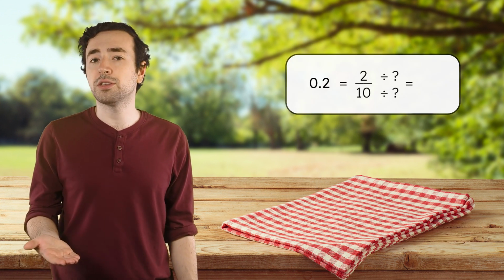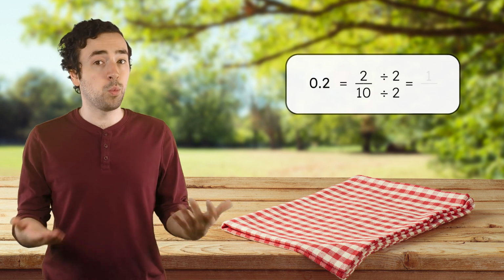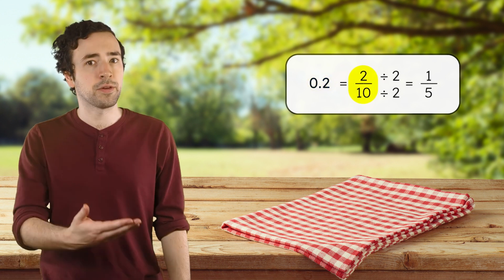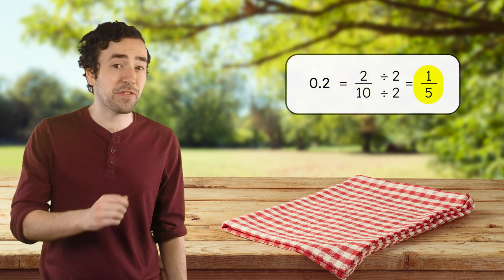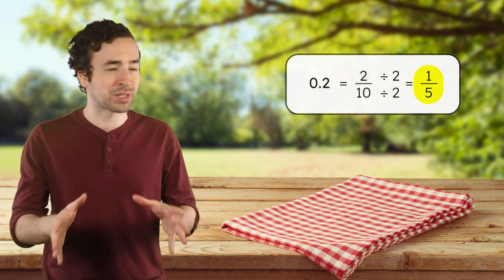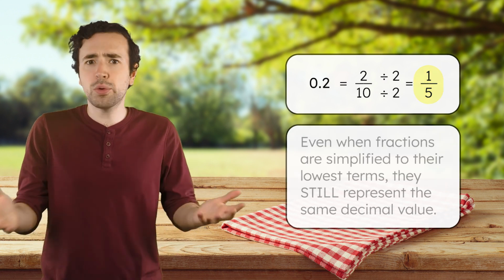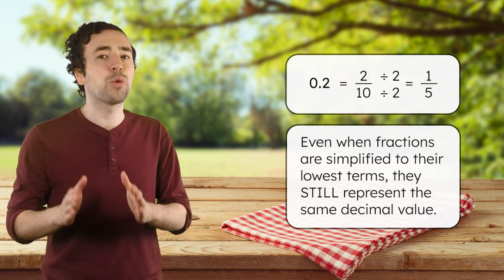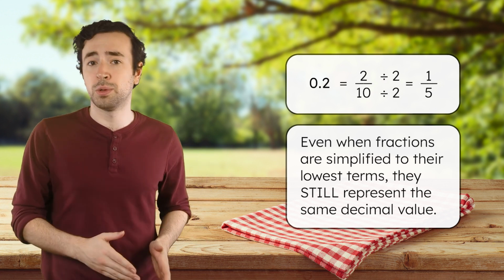Two and 10 are both even, so we can divide 2 by 2, which equals 1. And 10 divided by 2 equals 5. That means 2/10ths, the decimal, 2/10ths, the fraction, and 1/5, the fraction, all represent the same value. Even when fractions are simplified to their lowest terms, they still represent the same decimal value.